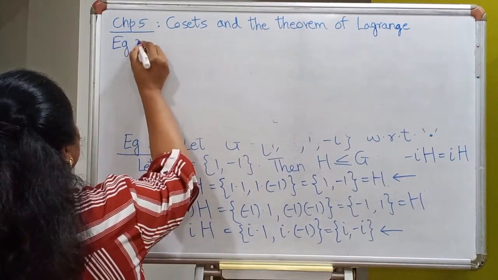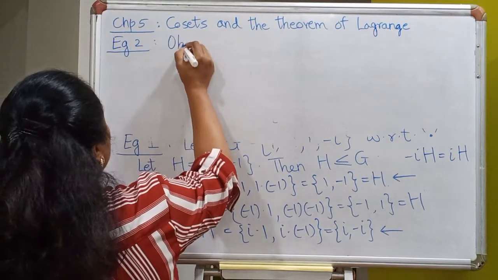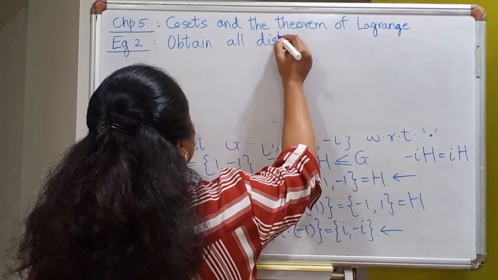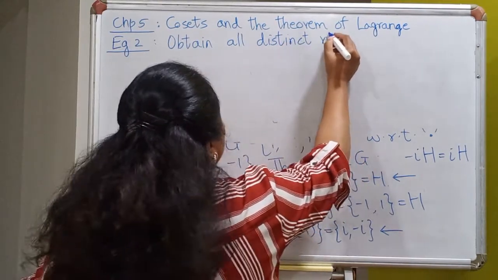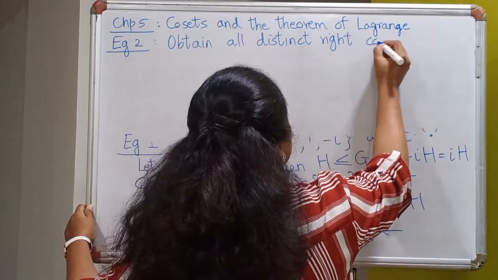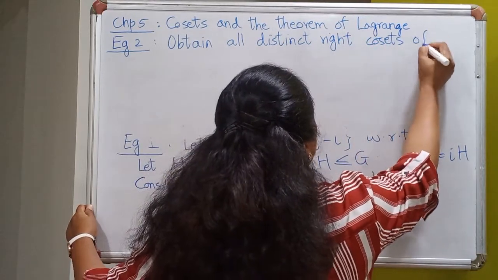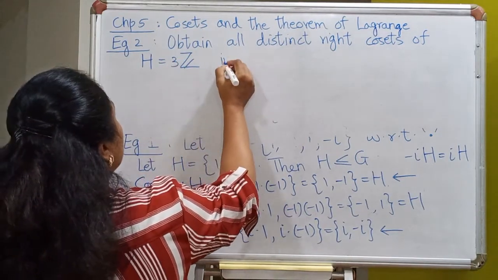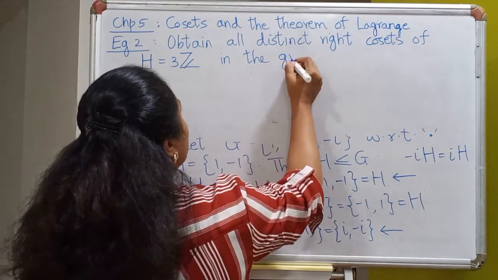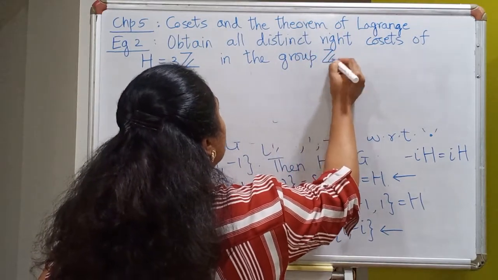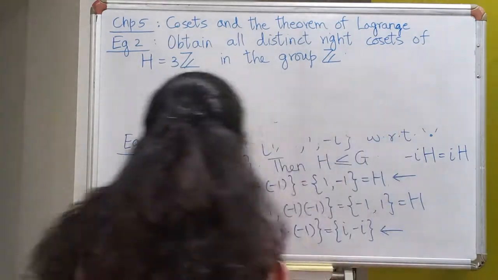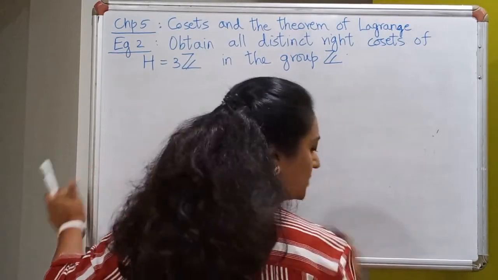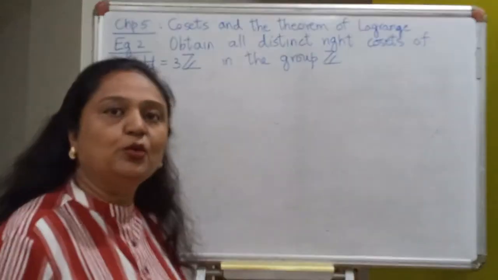Example 2. Obtain all distinct right cosets of the subgroup H equal to 3Z in the group Z. So this time, let us obtain all right cosets of H in the group Z.